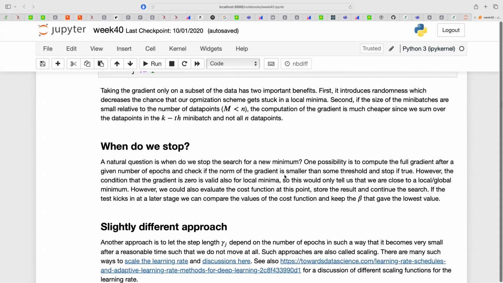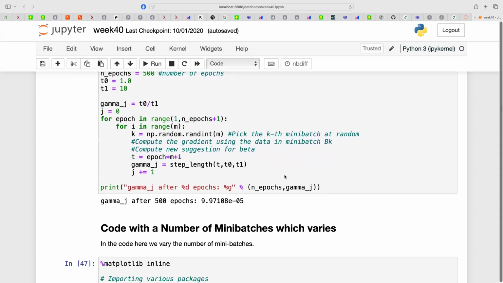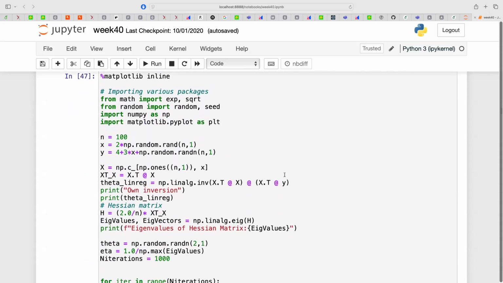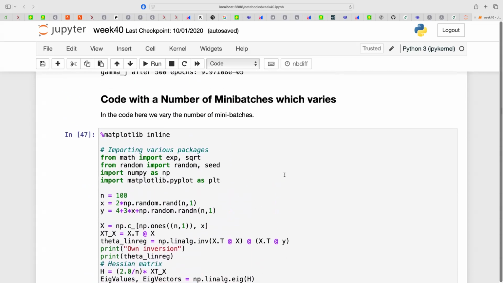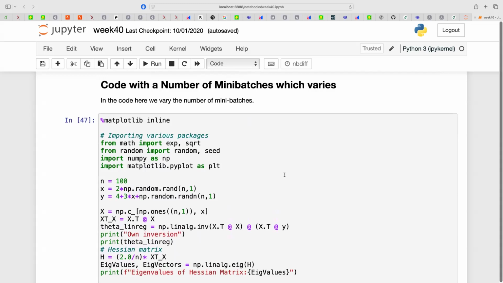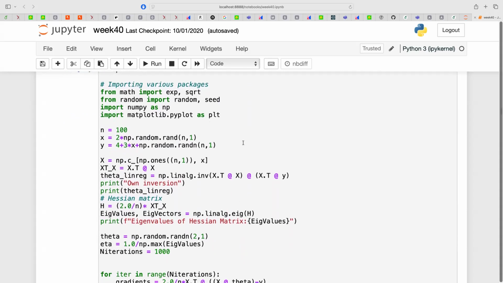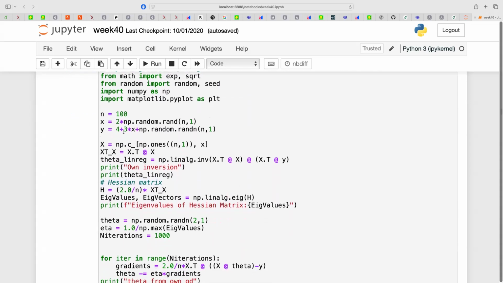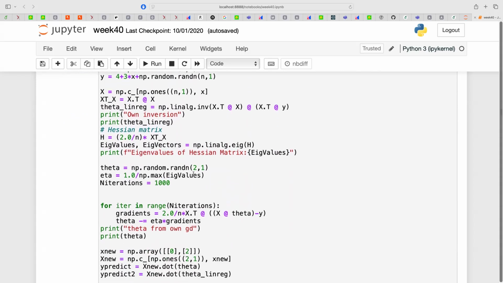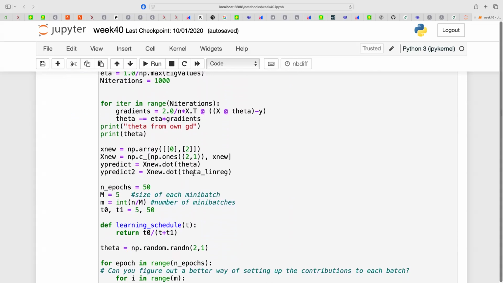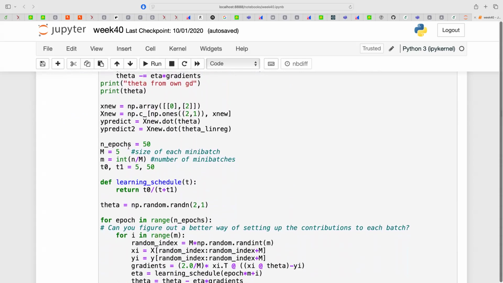Now, I'm going to skip some of these codes, but I'm going to show you how you can set up such a code with a number of mini batches, which you can vary as a parameter. What you have now is the same case as we had before, a simple linear function, and we do the standard ordinary least squares as we've done before. So the first part is just the same. But now we define the number of mini batches to be 5.